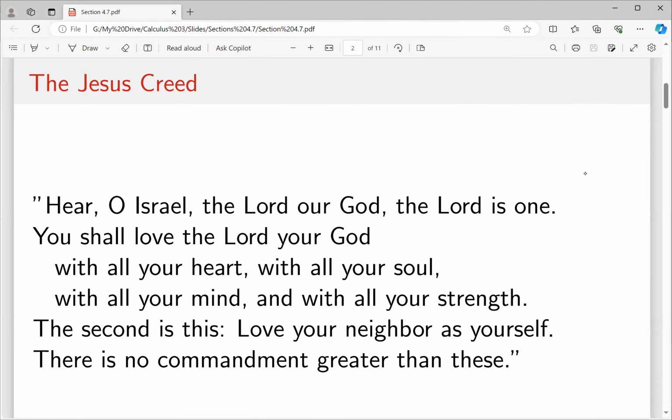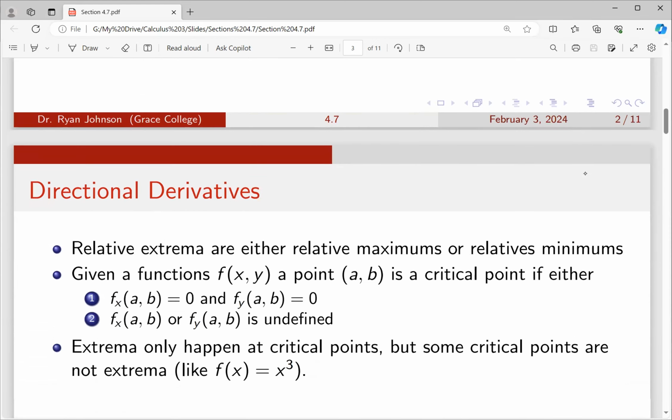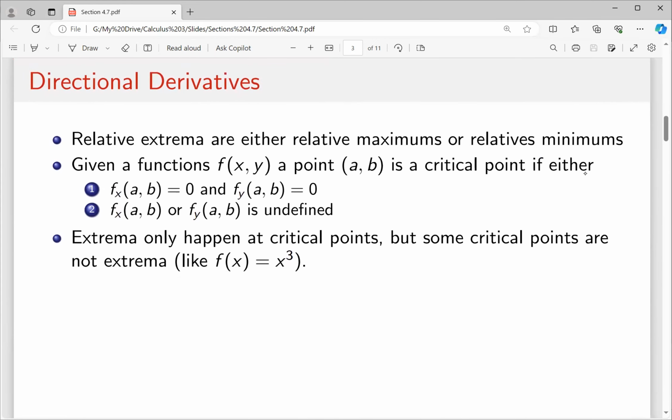But first, hear, O Israel, the Lord our God, the Lord is one. You shall love the Lord your God with all your heart, with all your soul, with all your mind, with all your strength. Second is this, love your neighbor as yourself. There's no commandment greater than these. So then, with our hearts full, minds alive, we are ready to begin.